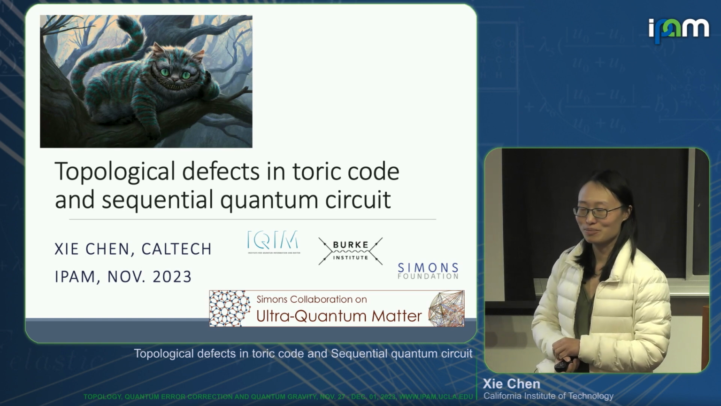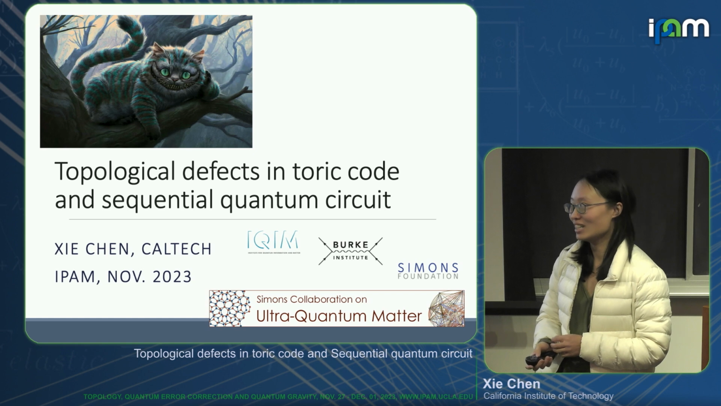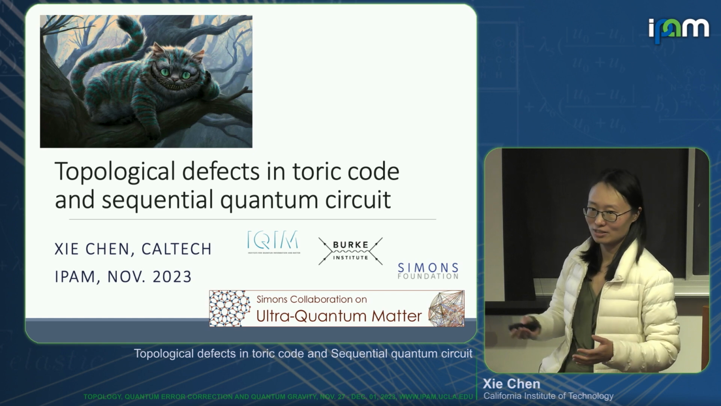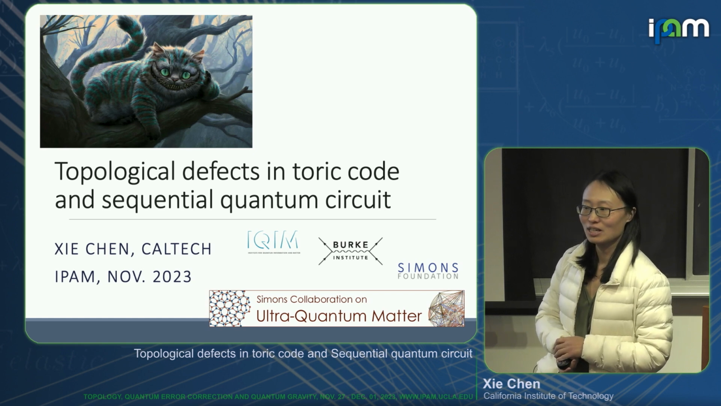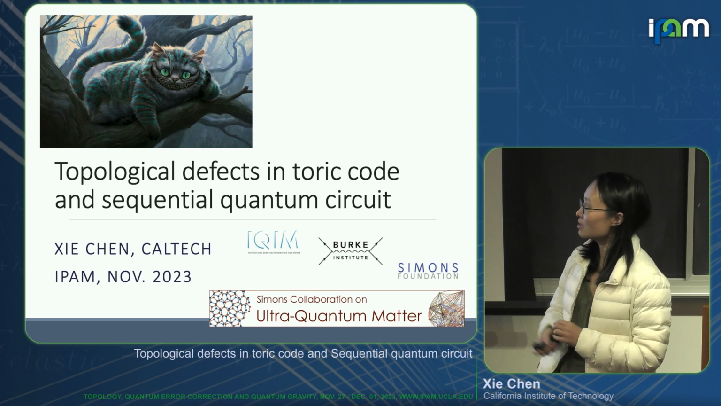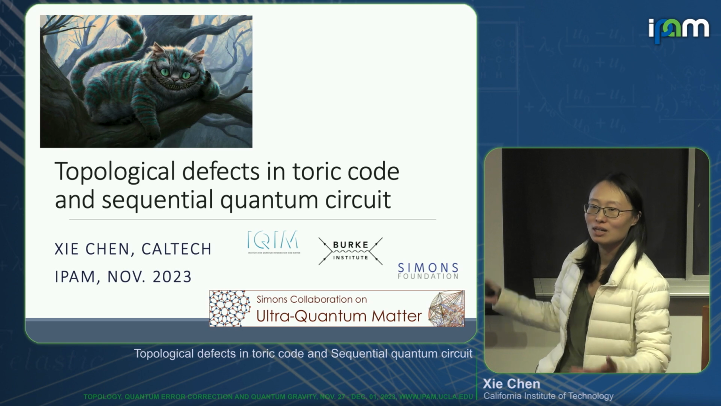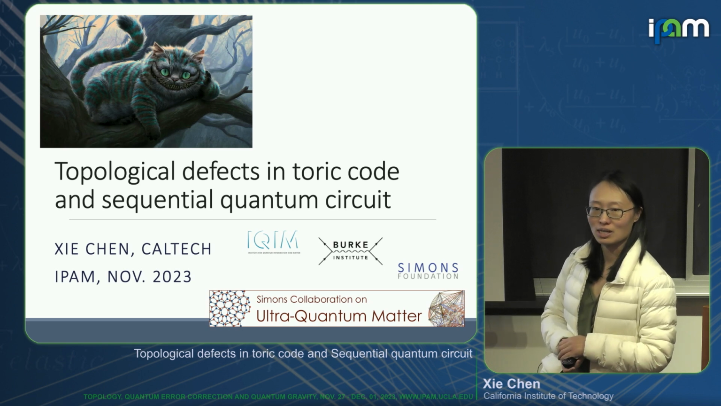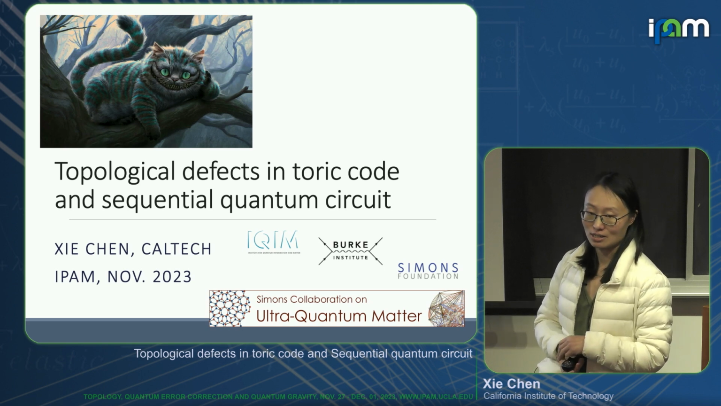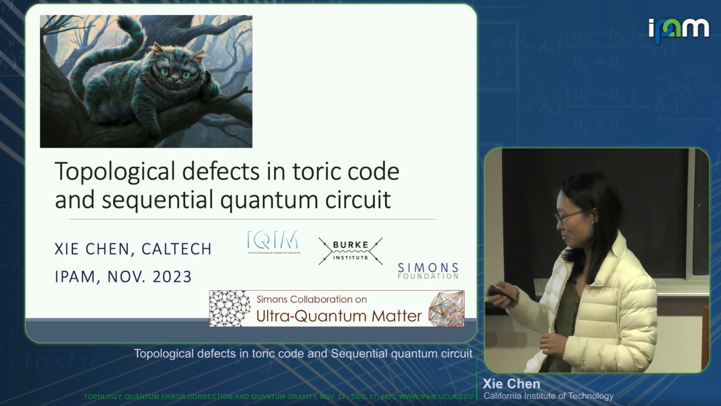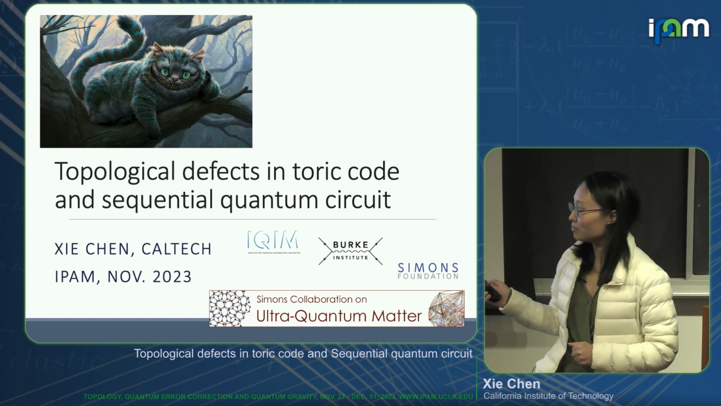Okay, so the picture here is showing a cat. And this is the famous Cheshire cat, a character in Alice in Wonderland. I put the picture here because the name Cheshire is going to show up. People use this name to describe actually a very special kind of defect, which is the charge condensate. Okay, so let me get into the details of what it is.